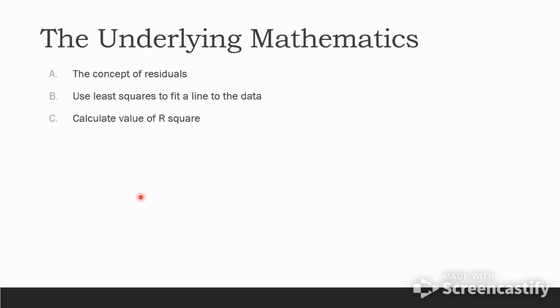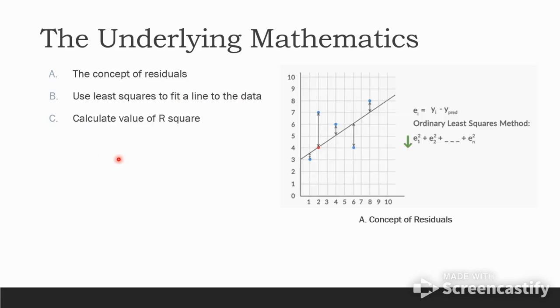So the mathematical part. The three most important concepts to be covered in the mathematics of simple linear regression are the concept of residuals, a method called least squares method to fit a line to the data, and the value of R square. So this will be explained in the upcoming slides. Starting with the concept of residuals.